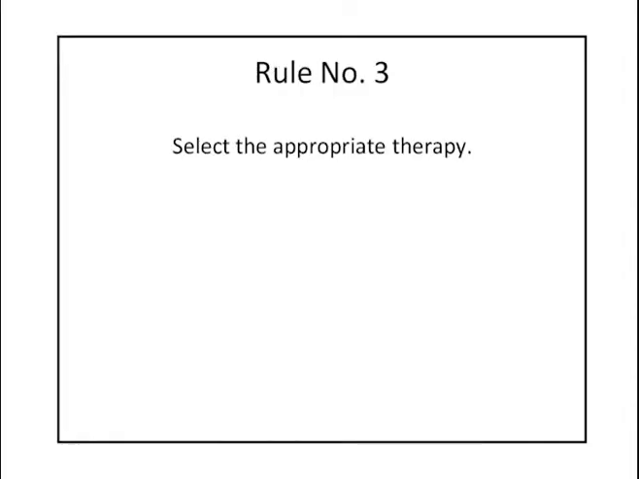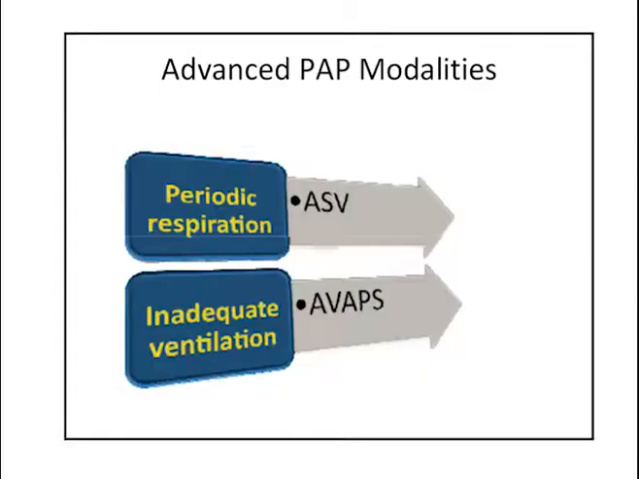Rule number 3: select the appropriate therapy. You know the patient, you know what's going on in the patient, now you know what to select. And it's very simple. There are 2 advanced modalities. One is called ASV, adaptive servo ventilation. The other is AVAP, which is really a BiPAP. We'll talk about that. If you have periodic breathing, choose servo. If you think it's inadequate ventilation, support ventilation with AVAP or BiPAP AVAP. Very simple rule.